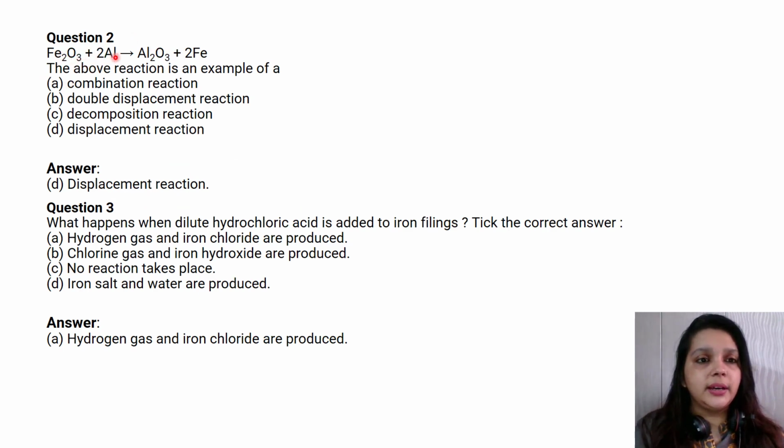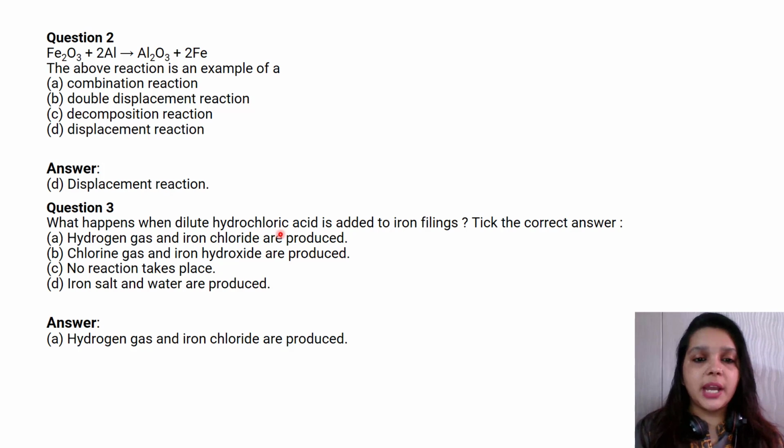Question number 2 again. Fe2O3 plus 2Al will give us Al2O3 plus 2Fe. The above reaction is an example of... so before we even dive in, let's see what is happening here. Fe is getting left out alone and Al is replacing it. So let's see. Is it a combination reaction? No, there is separation happening here. Double displacement reaction? No, there are 3 components here and one is replacing the other. Decomposition reaction, is it breaking down into its constituents? No. Displacement? Yes, definitely, because Al is displacing the Fe. So it's a displacement reaction.